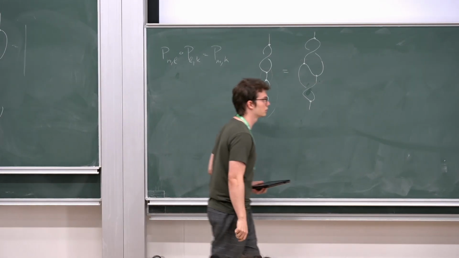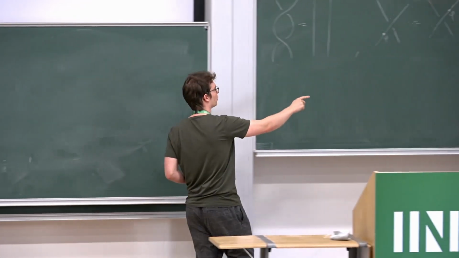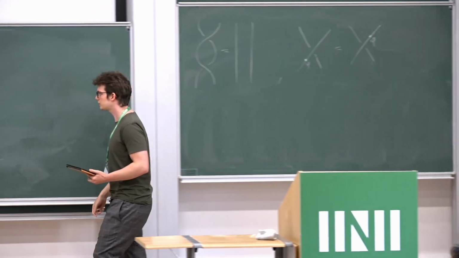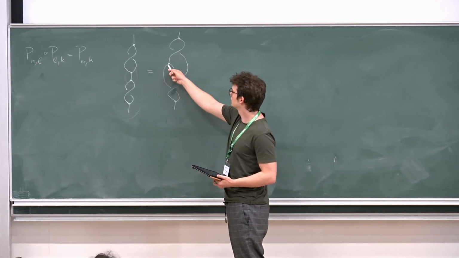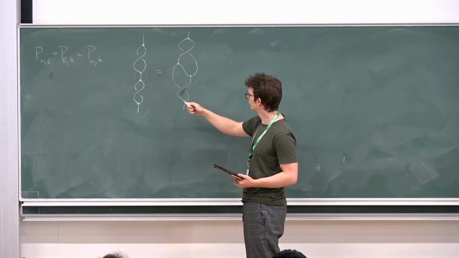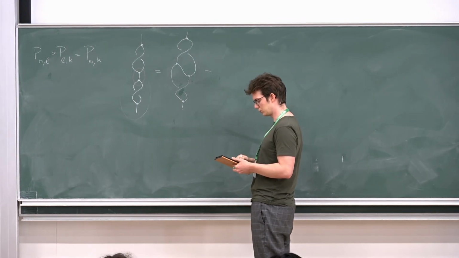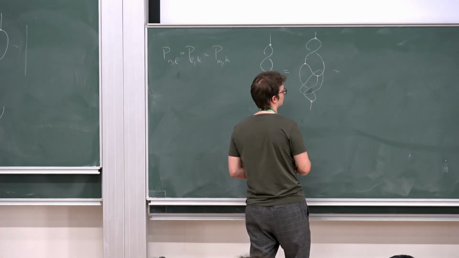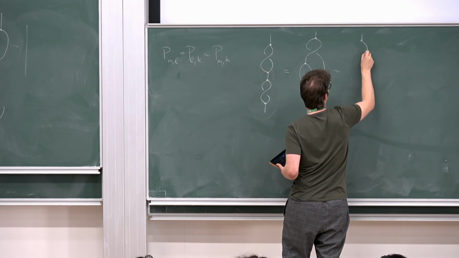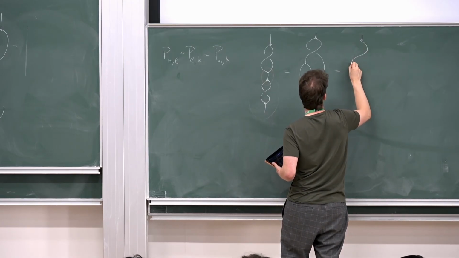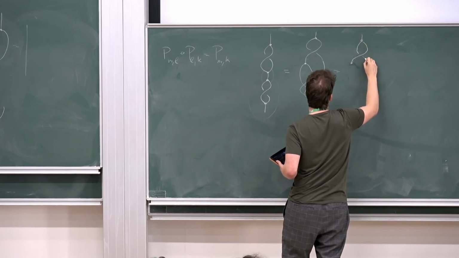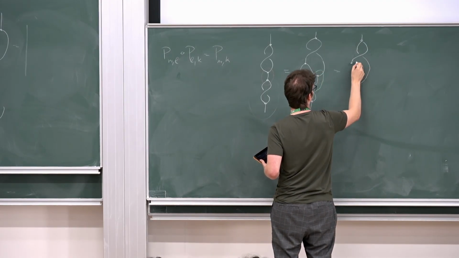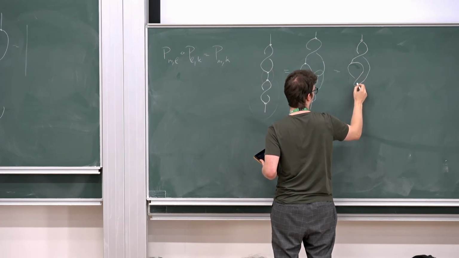Maybe we can use the braiding now. So the braiding is natural. We can pull morphisms through it. This is a morphism, this too. We can just pull it through the braiding if we want to. So let's do that. Look at this. Pull it through.